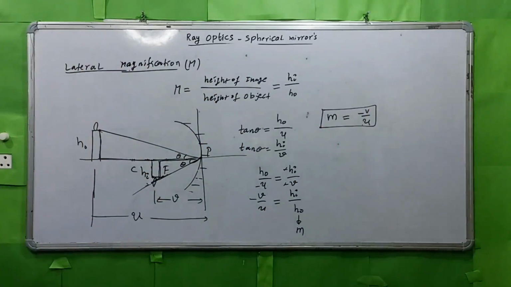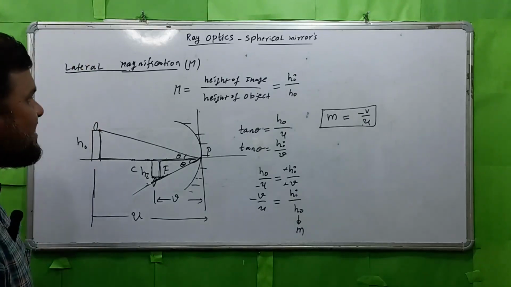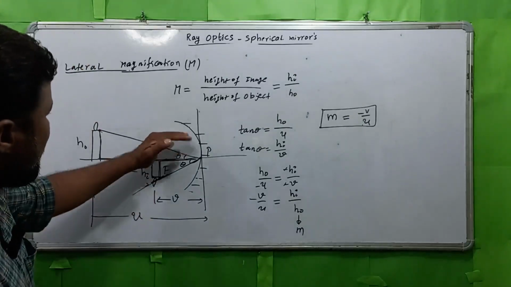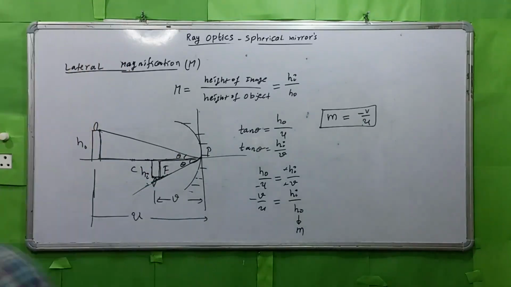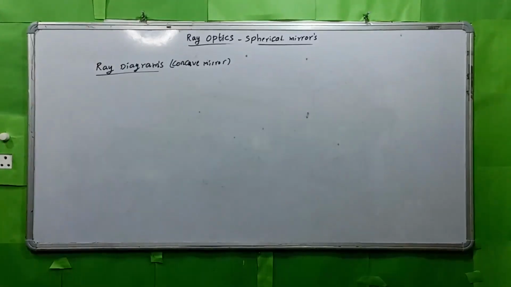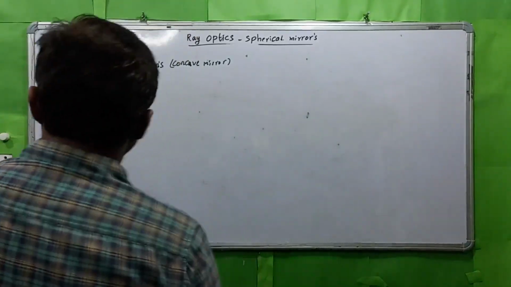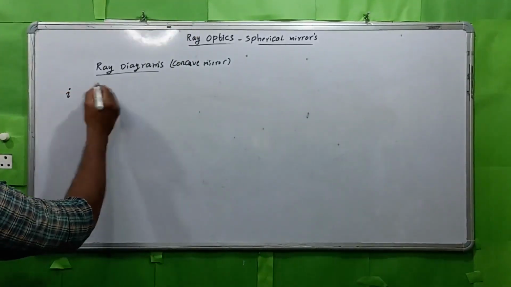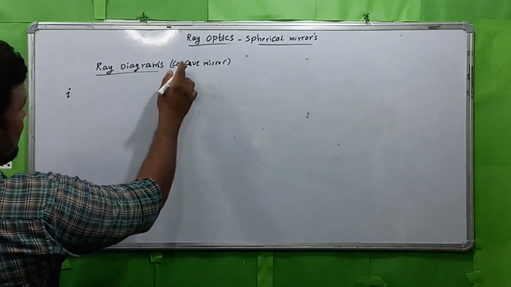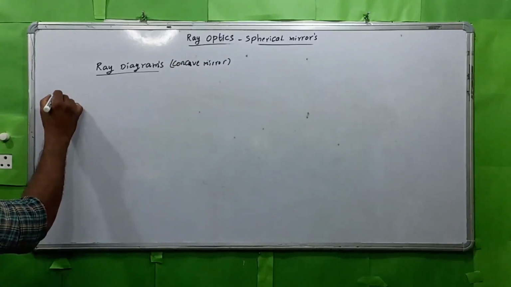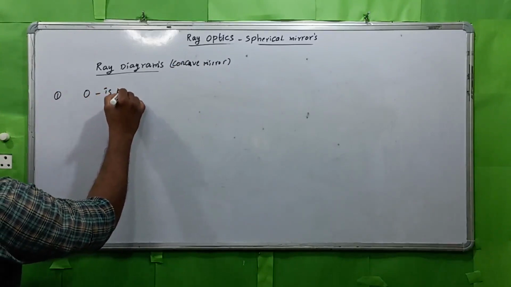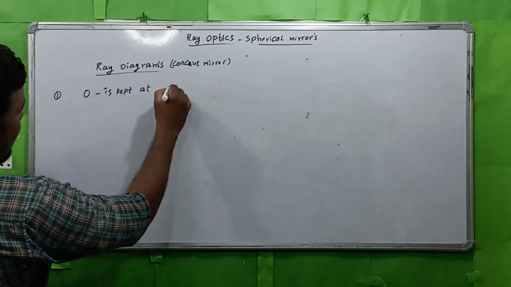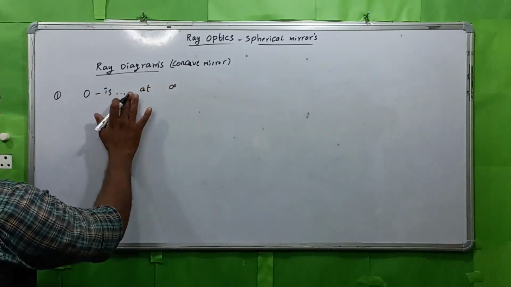Now we will draw ray diagrams for the concave mirror and also for the convex mirror. Ray diagrams, concave mirror. We will draw 6 diagrams for the concave mirror. So first one: the object is kept at infinity.